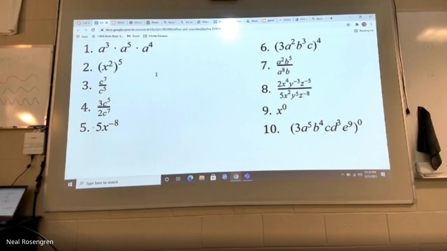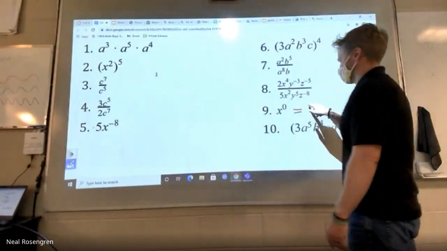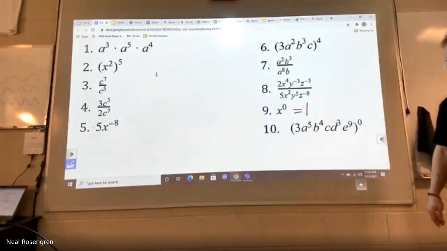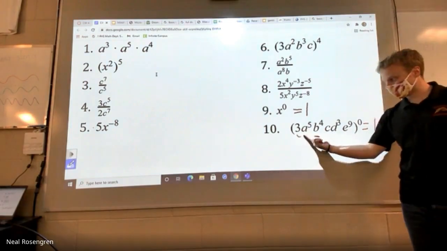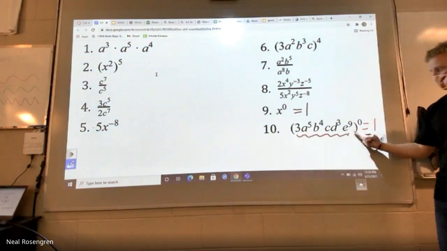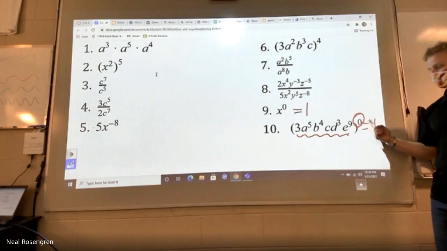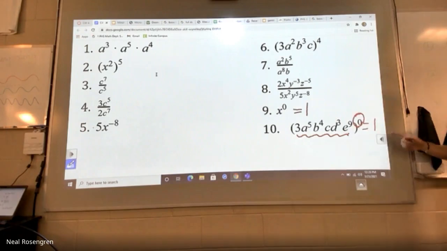Real prospect, so there it is. But the X is on. It's literally just 1. I'm talking about 10. Anything to the 0 power is 1.